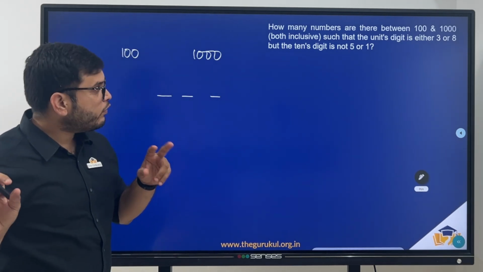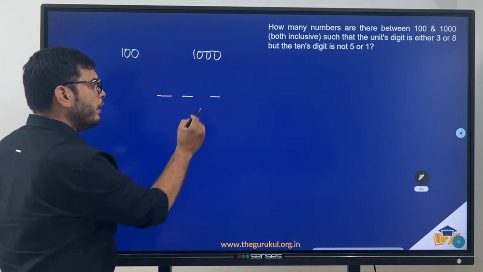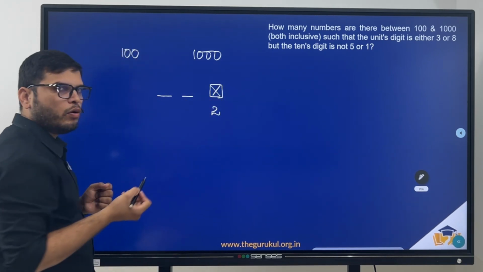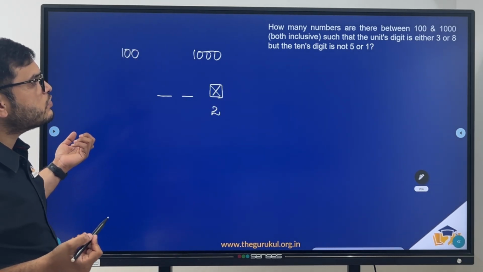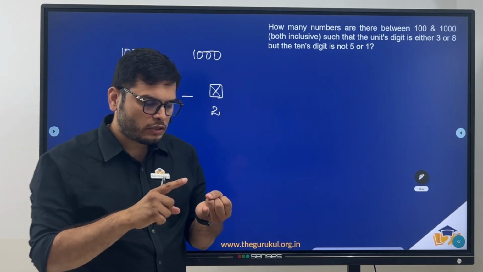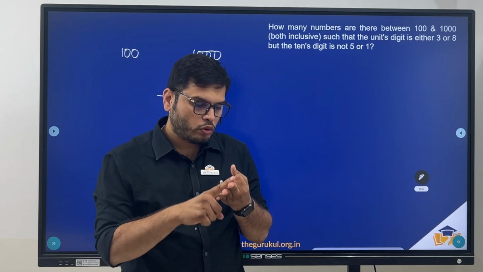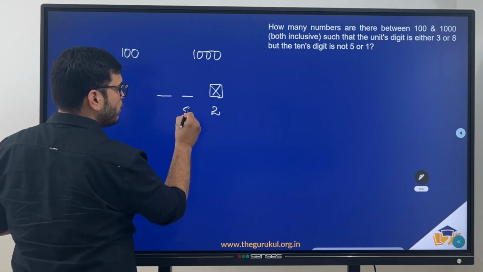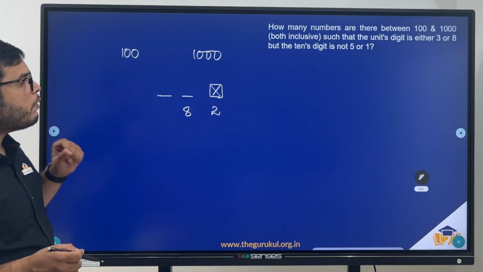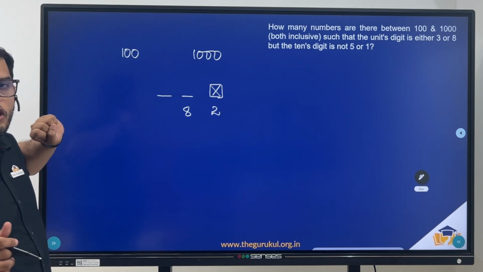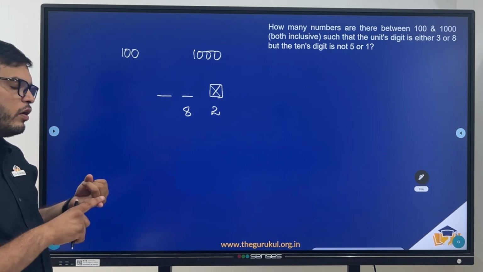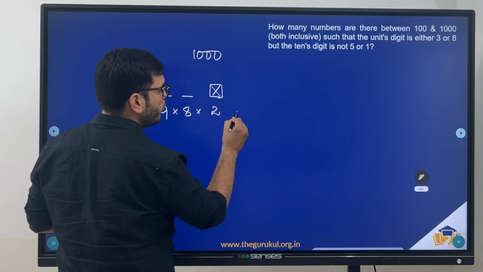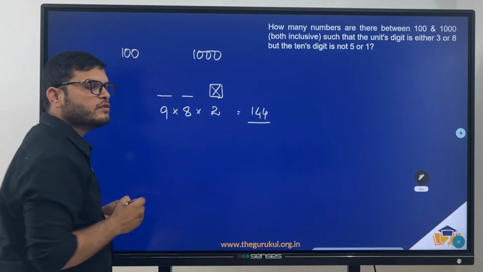Right. So here we are given two conditions. The units digit is either 3 or 8. So you can select this digit in two ways. This could be either 3 or 8. And the tens digit is not 5 or 1. So tens digit could be 0, 2, 3, 4, 6, 7, 8, 9. So this could be done in 8 ways. Now coming to the hundreds digit. Now hundreds digit cannot be 0. So hundreds digit can be 1, 2, 3, so on till 9. So you have 9 ways of selecting this digit. So 9 into 8, 72, 72 into 2, 144 should be the answer to this question.